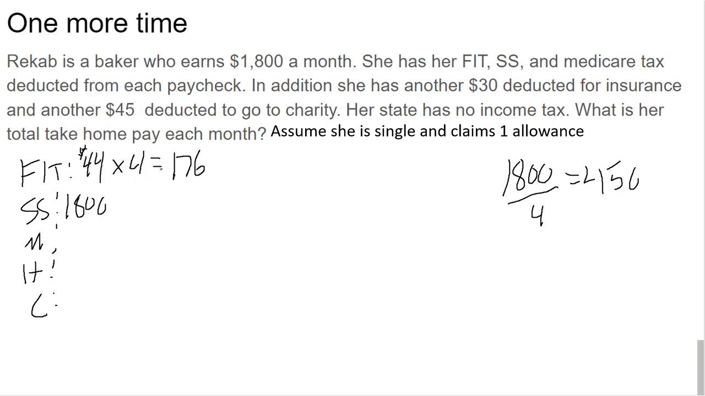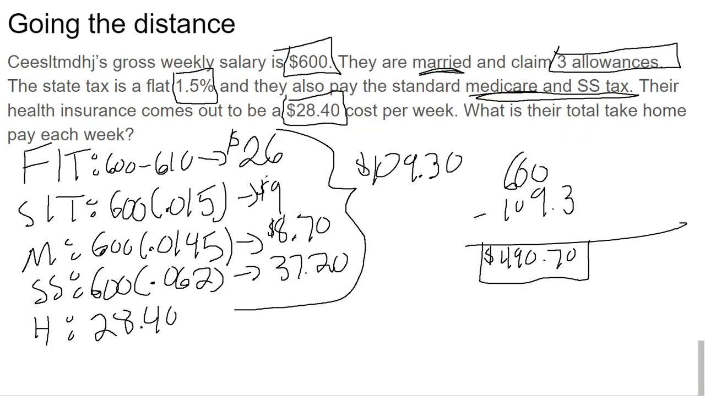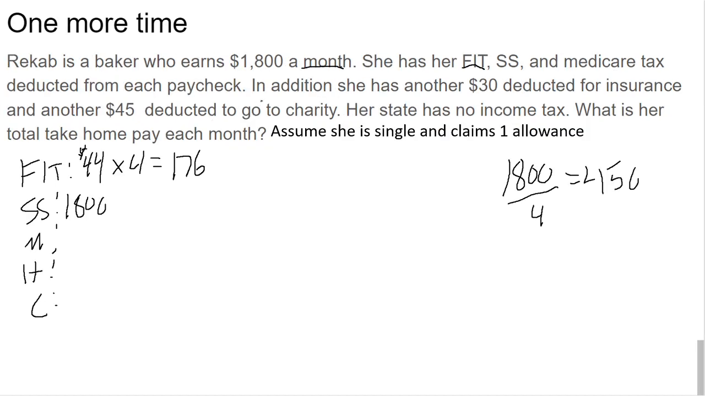So this is what we have to do to modify this compared to the last one, because she's making it per month, but federal is done by week. So we had to do a little bit of math here to convert this into a monthly deduction rather than a weekly deduction. That's why we have this extra step compared to what we did before, where it was already in a weekly mode. So paying attention to the time frame is important.